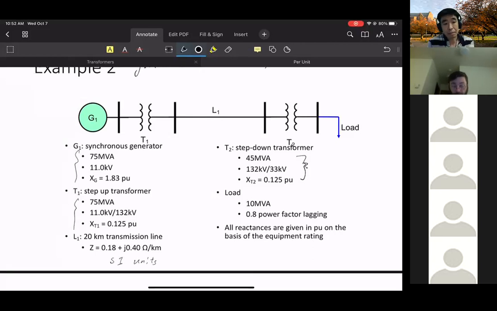Any question about the setup of this problem? Again, this is a pretty typical problem you'll see in the homework and in the exam. Pretty typical.